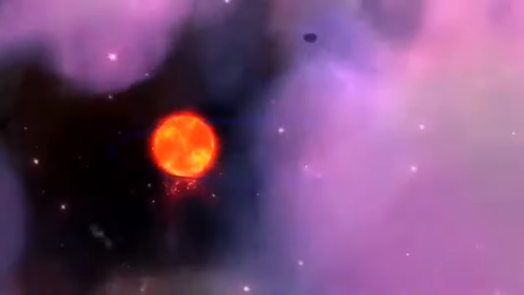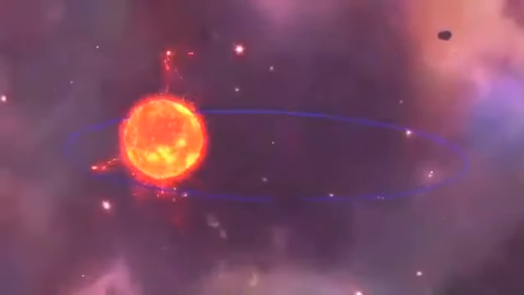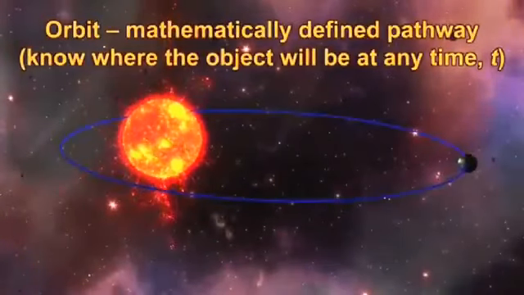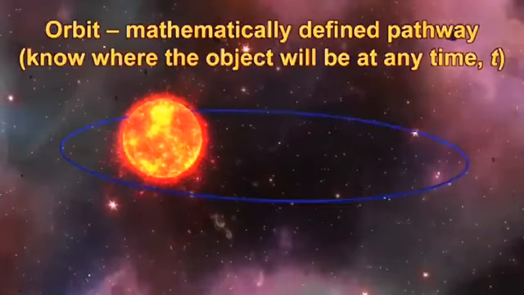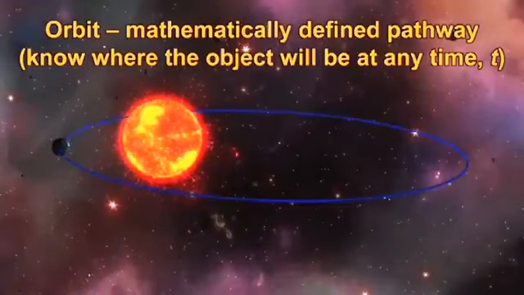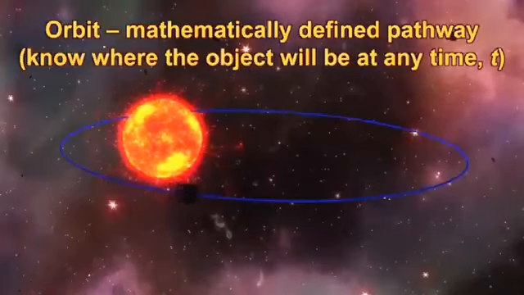An orbital should never be confused with an orbit. An orbit is a mathematically defined pathway, for example, how the Earth orbits the Sun. Using classical Newtonian physics, we can predict where the Earth will be on the orbit at some time t and where it was at some earlier time.